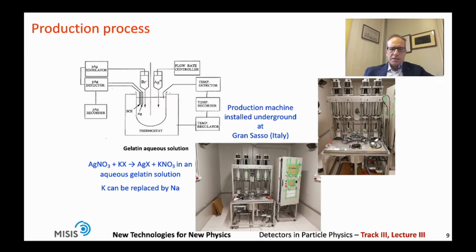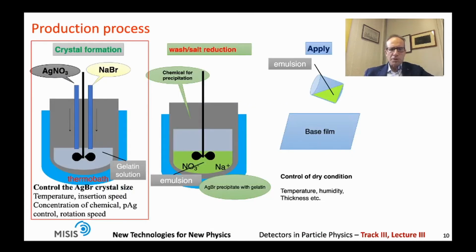There are specialized companies, and nowadays there are also university or research centers where the production of nuclear emulsion film can be done, and this is done with a dedicated machine. There is a dedicated production machine installed underground in the Gran Sasso laboratory in Italy. The production process goes along several steps.